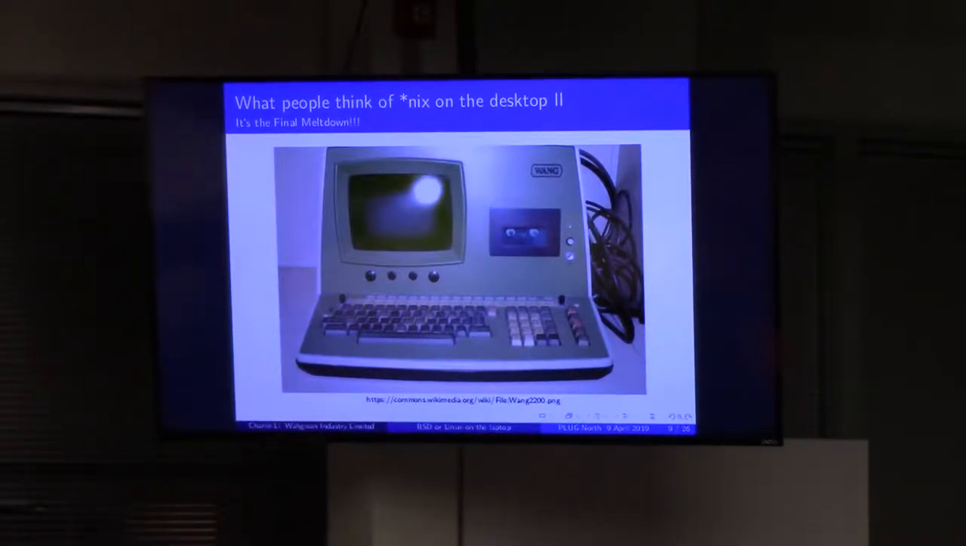I actually wanted to use the same picture that Bruce Momjian used, because for one of his talks, he was discussing software lifecycle, and he used another Wang computer picture just to discuss how sometimes the life cycle is very long. Sometimes it doesn't. Sometimes it's just at a standstill.